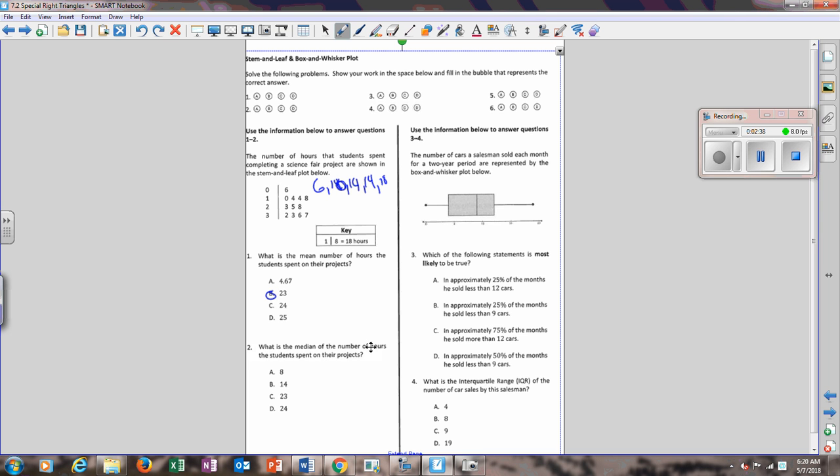What is the median of the number of hours the students spent on their project? If you use the same stats menu, don't even push anything, just push down, and you will see Med equals 24. That's your median. And so just knowing how to use that stats button is going to make a big difference for you.